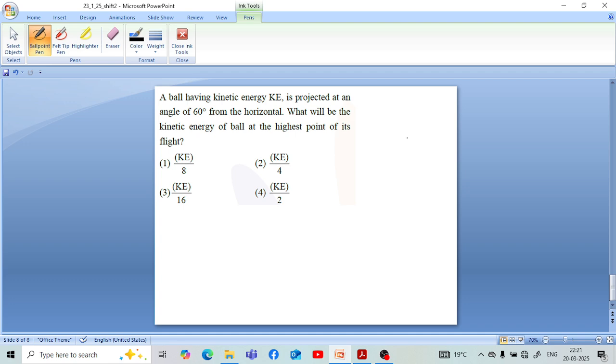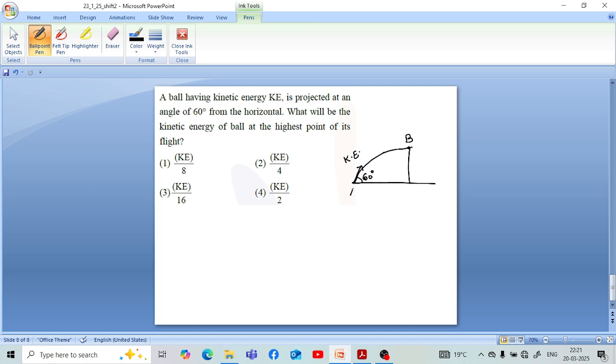So the problem is based on the topic projectile motion. In this particular problem, a ball is thrown at an angle of 60 degrees with the horizontal. The initial kinetic energy of the ball is given as Ke, and we have to find its kinetic energy at the highest point. Suppose this is the highest point; let us call it point B.